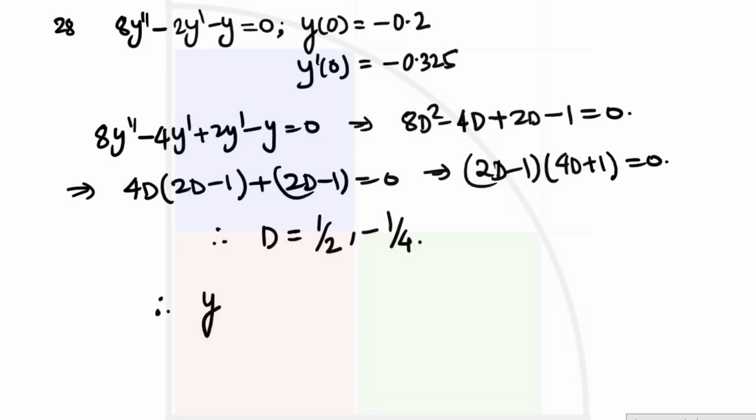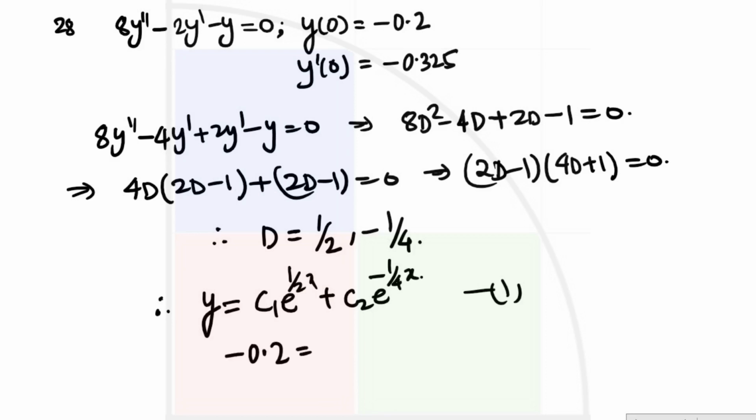Therefore the equation will be y is equal to c1 e to the power half x plus c2 e to the power minus 1/4 x. Apply the first initial condition, y is equal to minus 0.2. We can write minus 0.2, and then at both places we put x is equal to 0, which will give us c1 plus c2 is equal to minus 1/5.